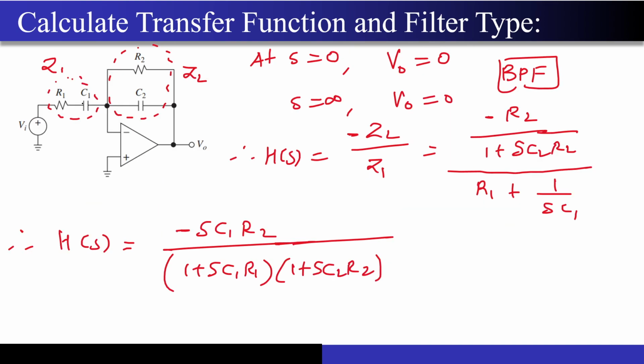Now coming to this particular circuit, again you can calculate this as minus Z2 upon Z1, which I have done over here. This is your Z2, the parallel combination of the resistor and capacitor, and Z1 is nothing but the series combination of R1 and C1. Correct? If you do this, you will be left with this particular equation over here. But again, we just want to make some sanity check. What happens if I put S equal to 0?